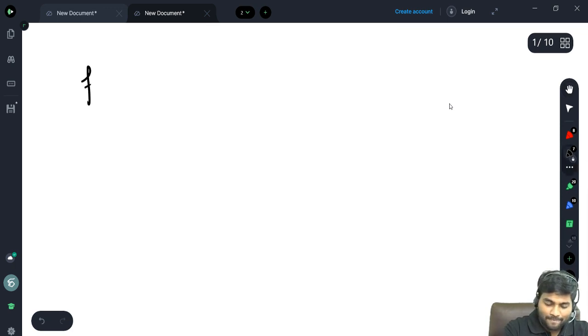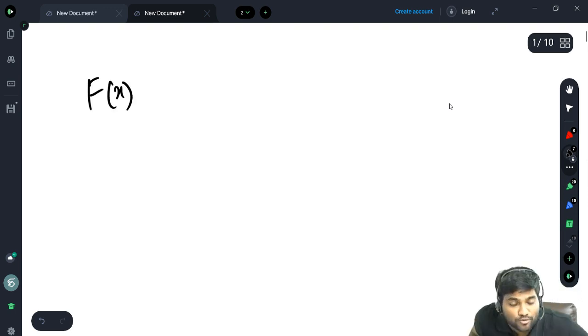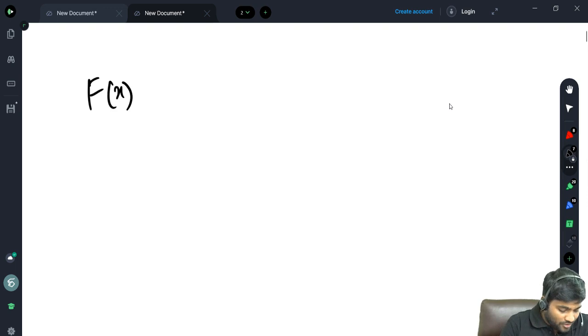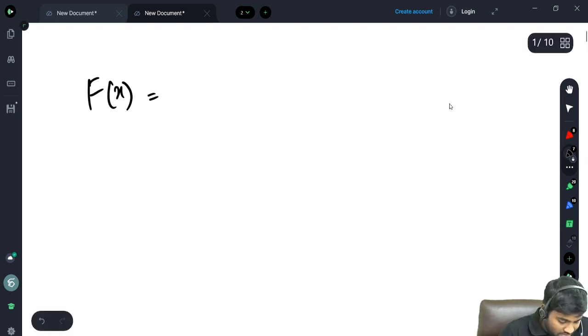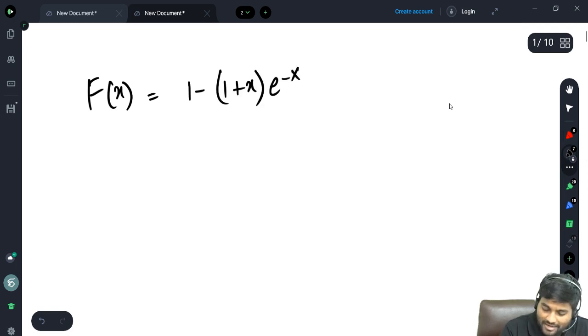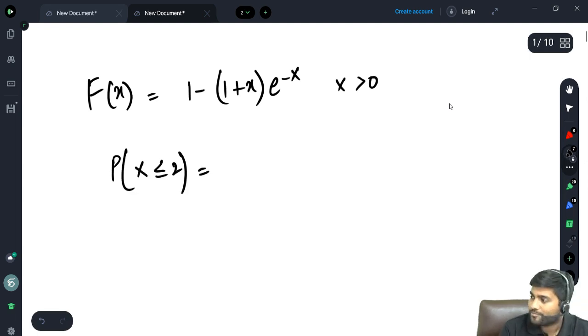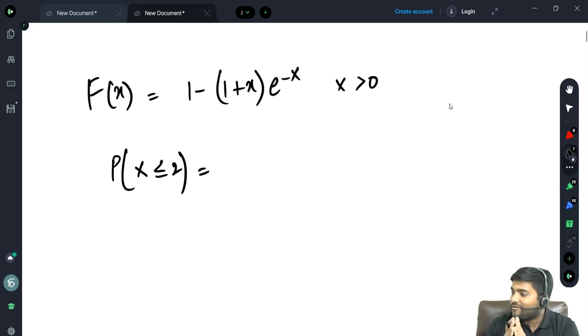Next. Now, CDF is given. Cumulative distribution function is given. This is equal to 1 minus (1 plus x) e to the power minus x, for x greater than 0. You need to calculate probability x is less than equal to 2. Till now everything is clear.